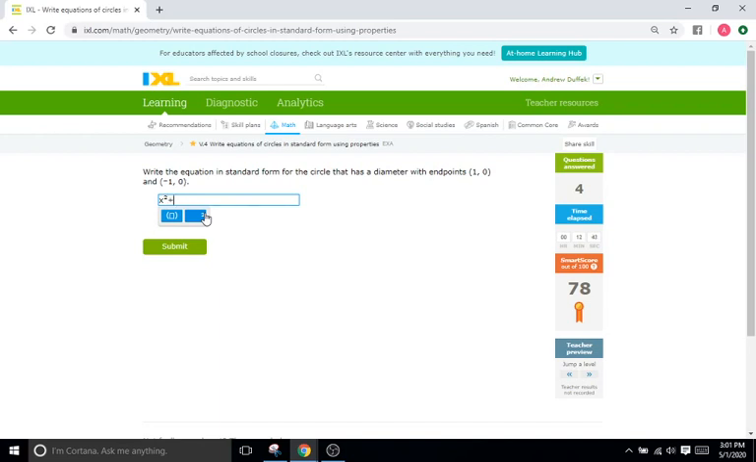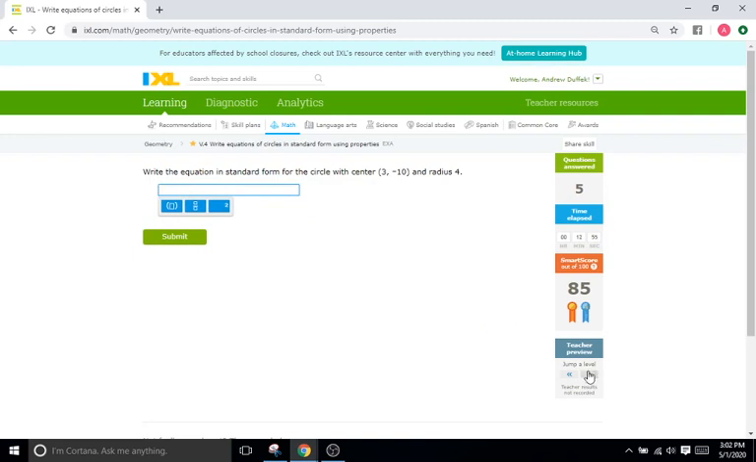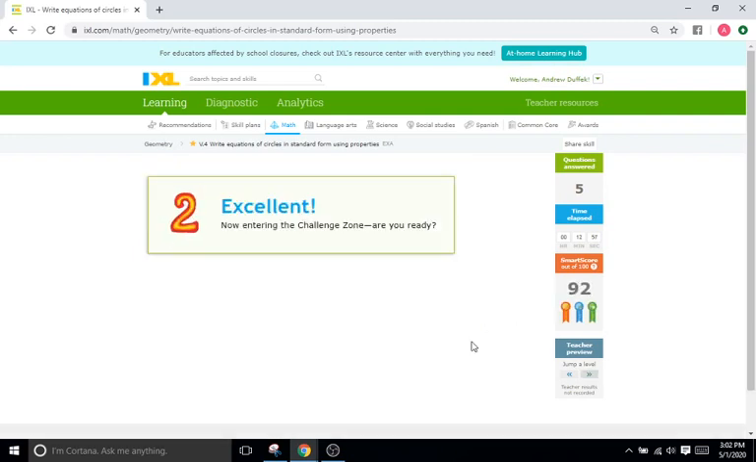I'm hoping the next one is going to be the harder version of the previous problem. Nope, same type of problem we just did. Same type of problem. Very good.